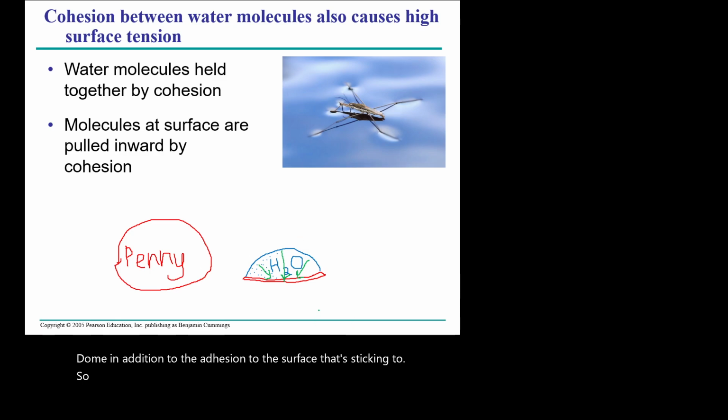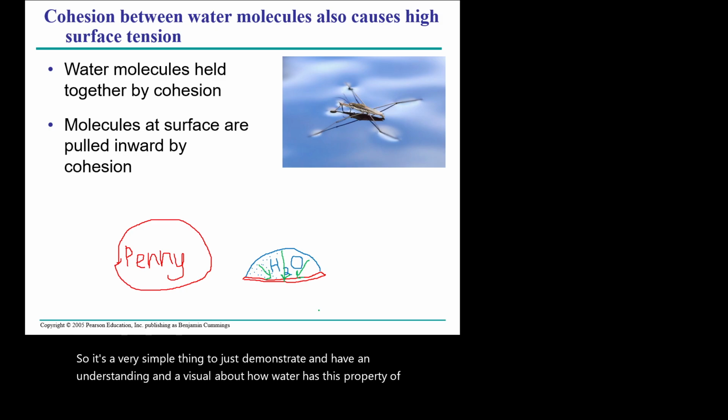So it's a very simple thing to demonstrate, to give an understanding and a visual of how water has this property of high surface tension, but it's caused because of the cohesion, which is an effect of the hydrogen bonds that form between the water, which is a polar molecule.